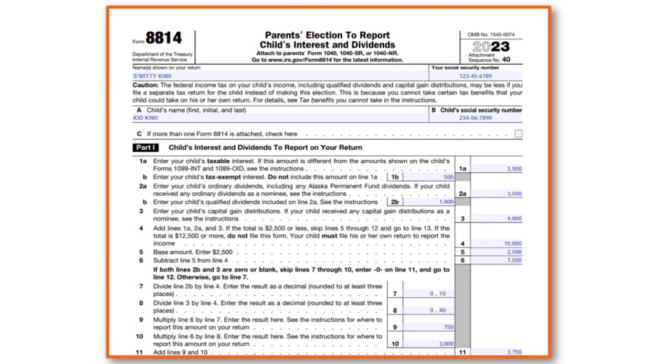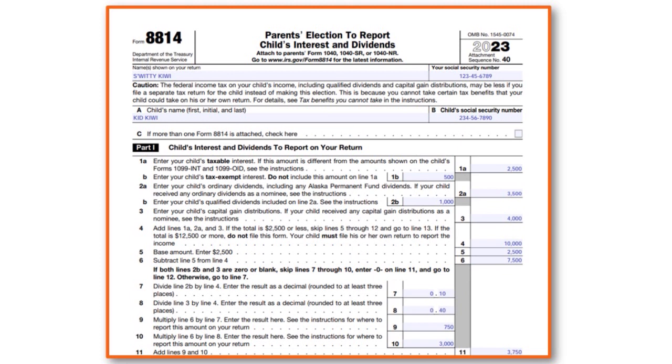The base amount on line 5, the IRS asked us to put 2,500. When you subtract 2,500 from 10,000, we get 7,500. For the rest of the calculations, we just follow what the IRS is telling us. On line 7, they're telling you to divide line 2B by line 4, so we get 0.10.